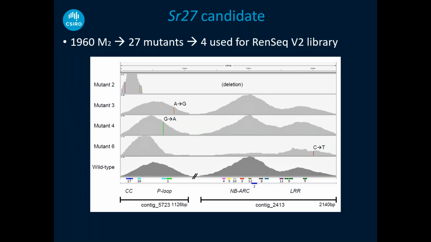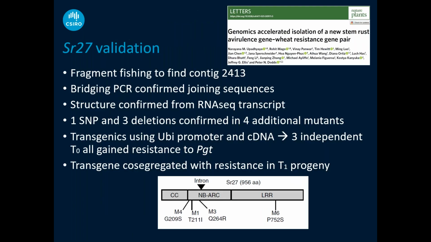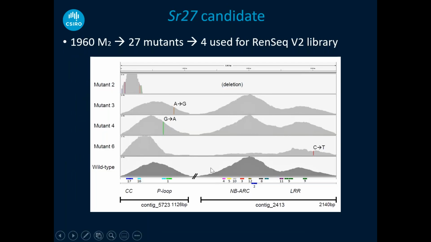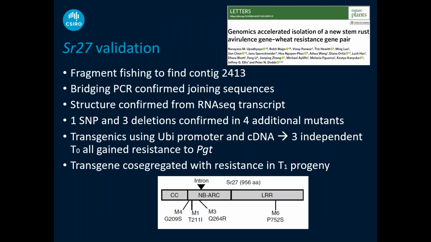So for SR27, this also was fragmented across two different contigs, and this also included a deletion mutant, which we did not know at the time, but we could validate that later on. So originally it was this contig that was flagged by the analysis, and then we used fragment fishing to find contig 2413. And bridging PCR again confirmed that the sequences did belong together. Structure was confirmed from RNA-seq transcripts of the infected wild type.